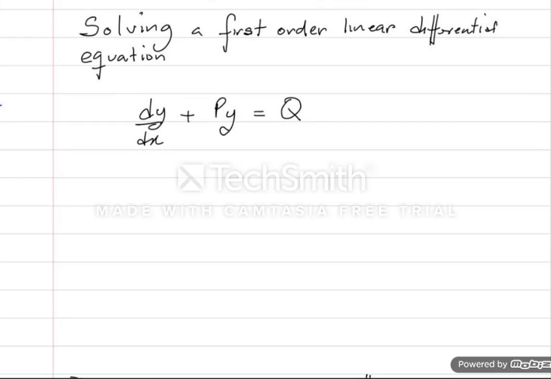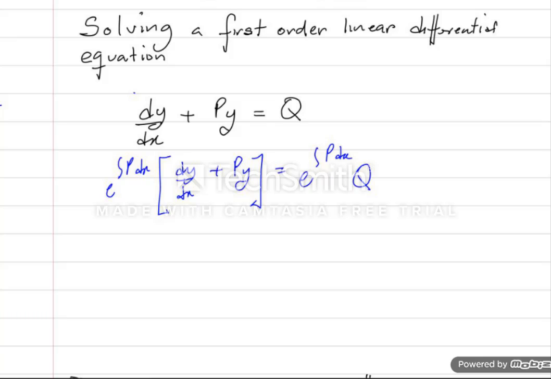So let's apply the principle. Now, what I'm going to do is multiply both sides of the equation by e to the integral of p dx. I'm just trying for you to understand it. dy by dx plus py, and that is equal to e to the integral of p dx times q. All I did was multiply both sides by the integral.